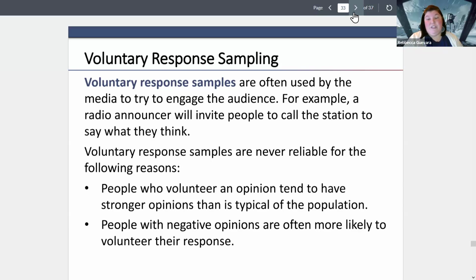People with negative opinions are often more likely to volunteer a response as well. When you can volunteer to review a restaurant, say on Yelp, that is also a volunteer response. And usually what happens is when people have a bad experience, they like to get on Yelp and just complain. This happens with good experiences too. When you have really good experiences, you're more likely to report those as well, but definitely negative experiences are more likely to be reported.